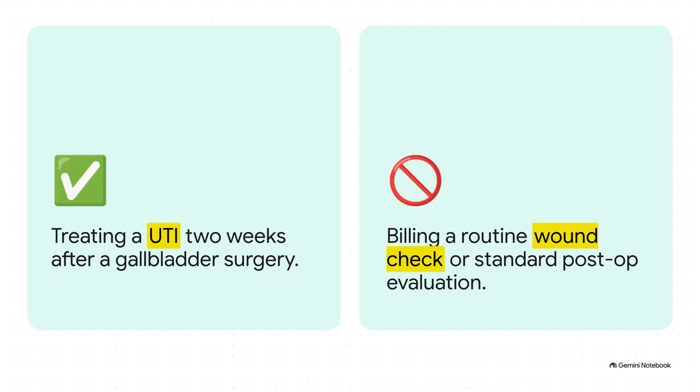To put this into perspective, let's look at this quick comparison. Say your patient is 2 weeks post-op from gallbladder surgery, but they show up complaining of a UTI. Now, a urinary tract infection has absolutely nothing to do with gallbladder surgical healing, right? So you'd bill your E&M code with modifier 24.